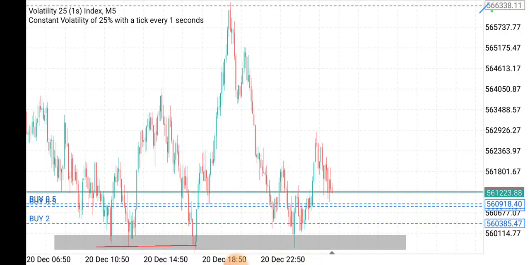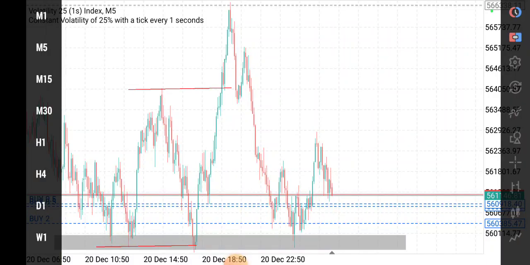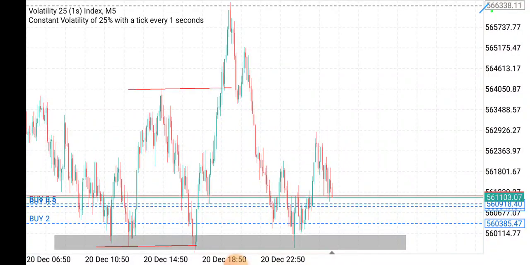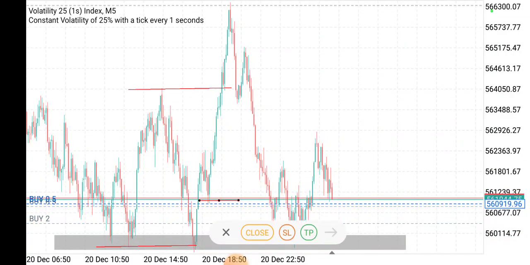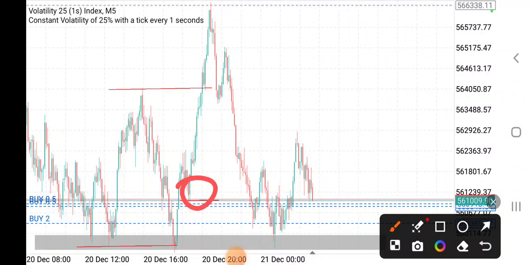Then the second thing is that I must have a break of structure, right? So this is an obvious break of structure. This is my second confluence. Then my third confluence is that I must have a structural liquidity, which is this right here. This is my valid structural liquidity.